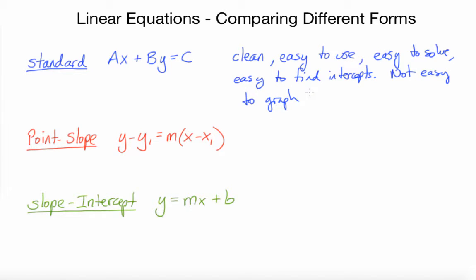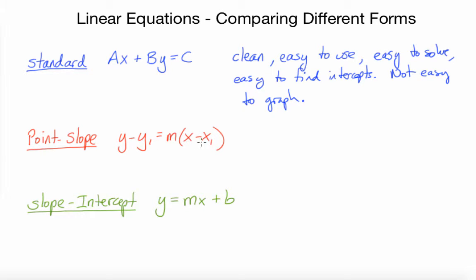I guess you could generate some points, but if you want to graph your linear function, slope-intercept form is a much easier form because you already have the slope, you already have the y-intercept right there. So it's not the easiest to graph, although you could generate a table of x and y values and come up with a graph.